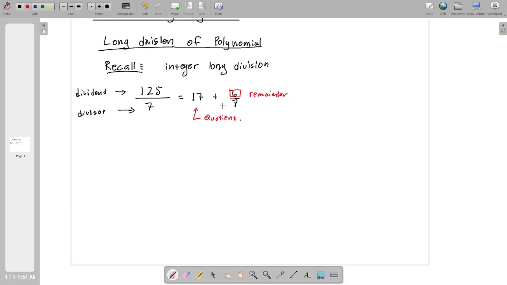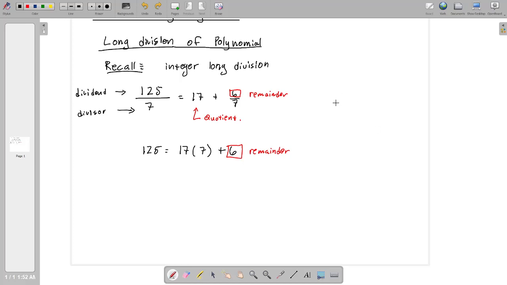Now, if we multiply both sides by 7, we can rewrite this expression to say that 125 is equal to 17 times 7 plus 6. And this is where we usually get the remainder. So here, this would be our remainder. Now, it'll be easier once we get into the actual division.